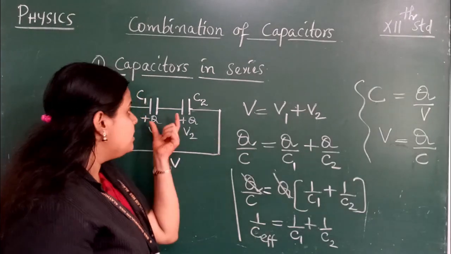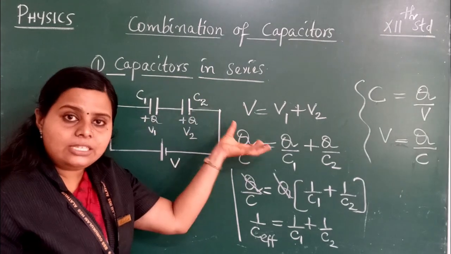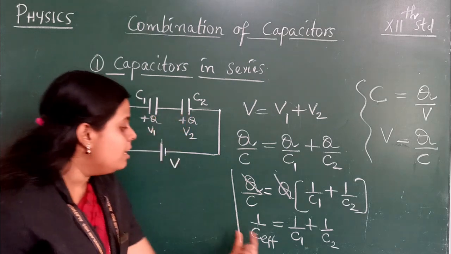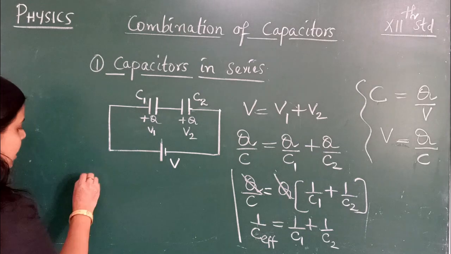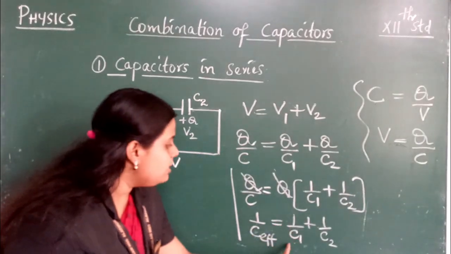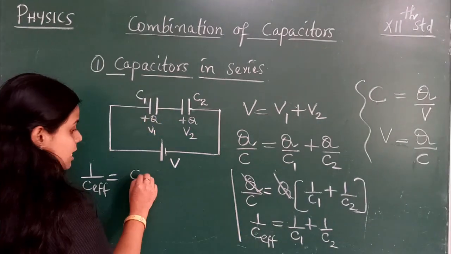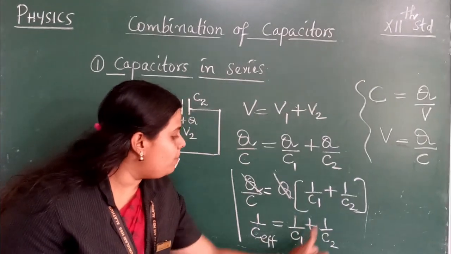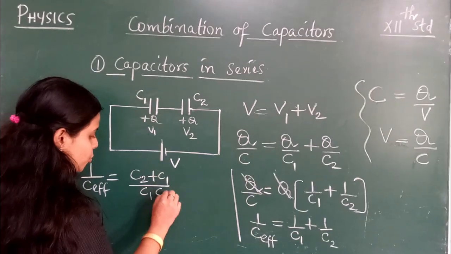Total capacitance: if we connect two capacitors with capacitances C1 and C2 in series combination, we can calculate the total capacitance. So we have to find out C effective. From this expression we can write 1 by C effective is equal to 1 by C1 plus 1 by C2. What is 1 by C1 plus 1 by C2? Yes, C2 plus C1, cross multiplication, C2 plus C1 divided by C1 C2.